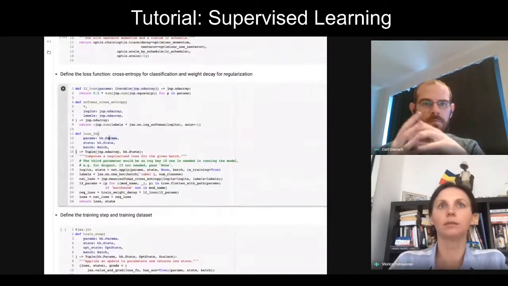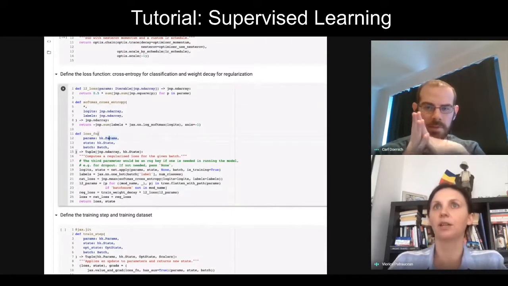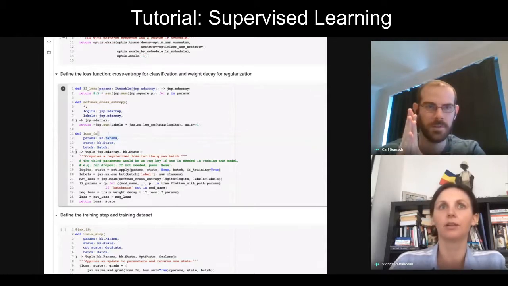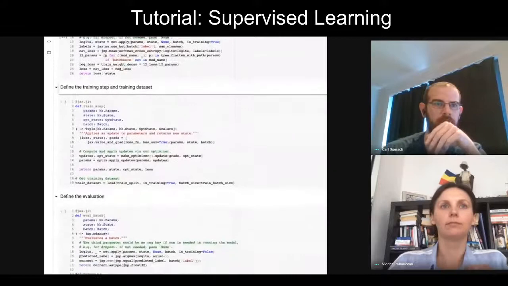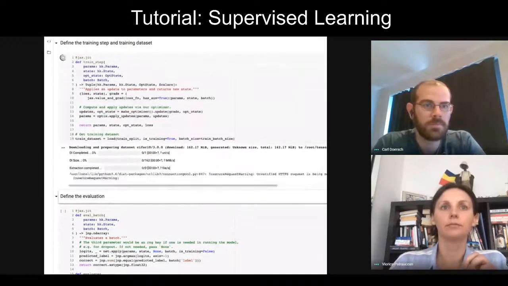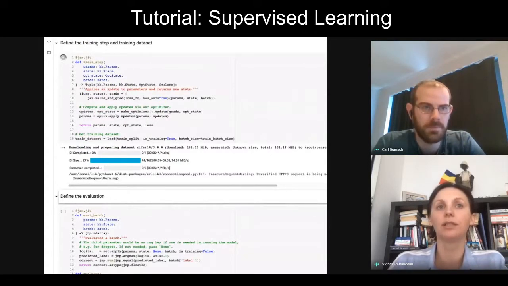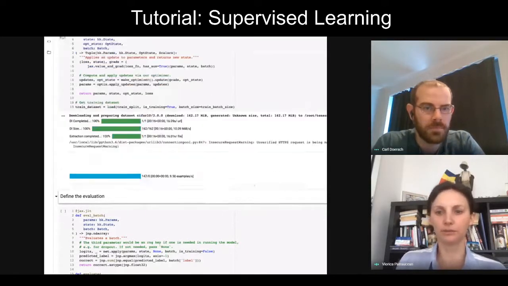And yeah, we define the loss function as before. We use the cross entropy for classification and then weight decay for regularization. And then we define the training step. Here in the training step, retrieving the training data set will take like 1 minute, I hope not more. So we are basically now downloading the CIFAR10 data set to train it.